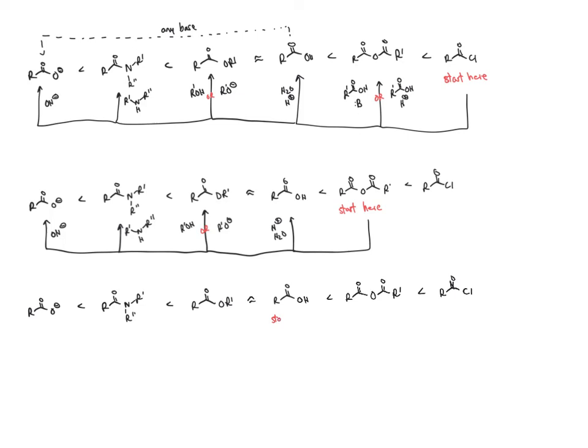All right, so if we start here with the carboxylic acid, how do we make the ester? We make the ester by using a proton source and an alcohol. This particular reaction is known as a Fischer esterification.